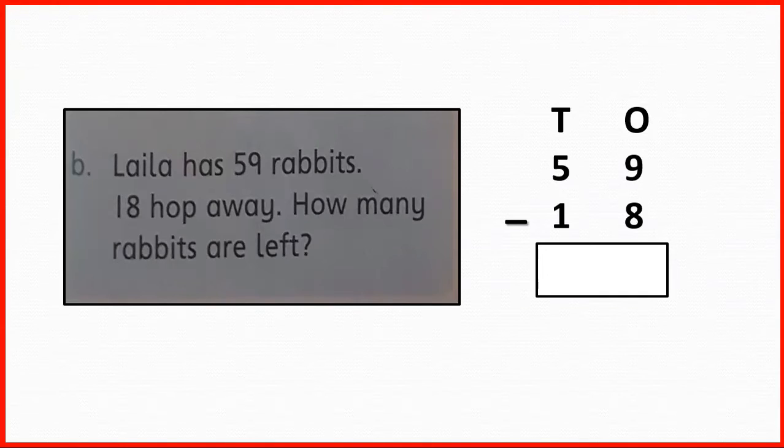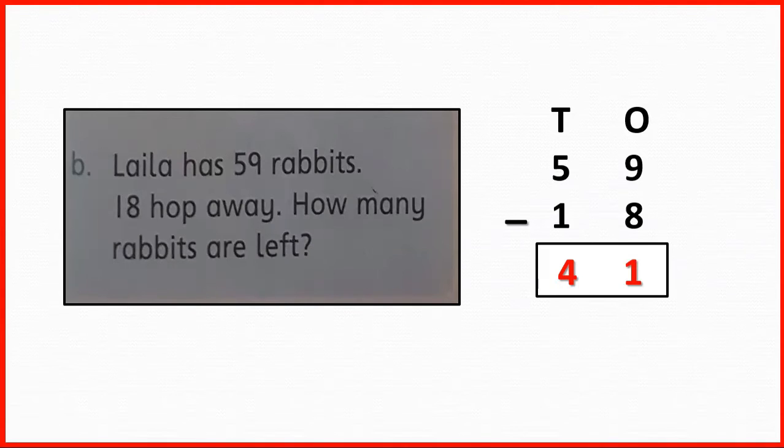When 8 is subtracted from 9, the number comes 1. And when 1 is subtracted from 5, the number comes 4. So overall, the number comes 41. That means 41 rabbits are left.